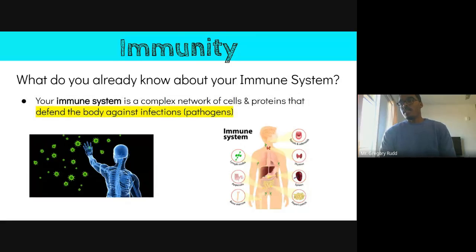So our immune system is a complex network of cells and proteins that defends the body against infections. And those infections would be pathogens that we talked about yesterday. So please do write down that definition of the immune system.